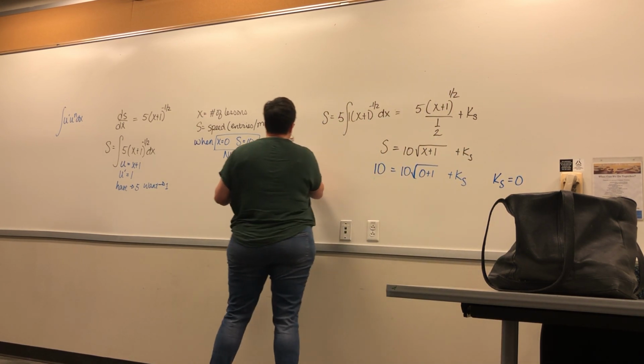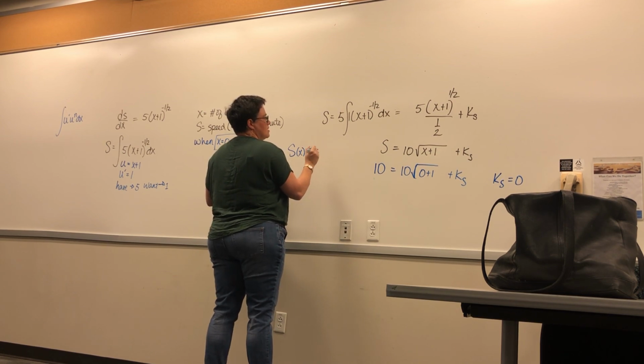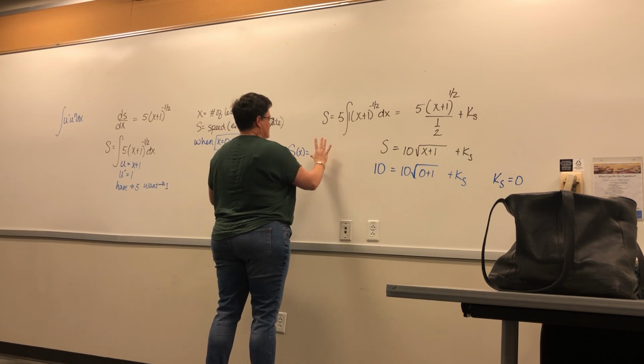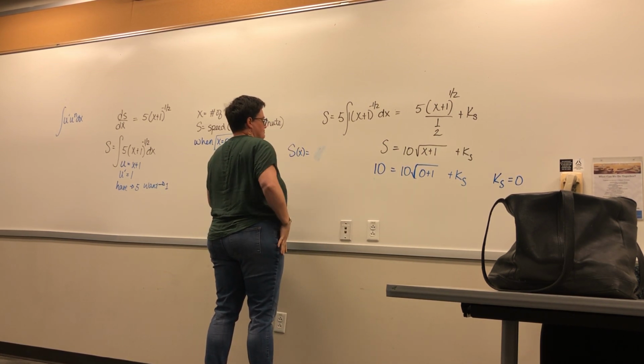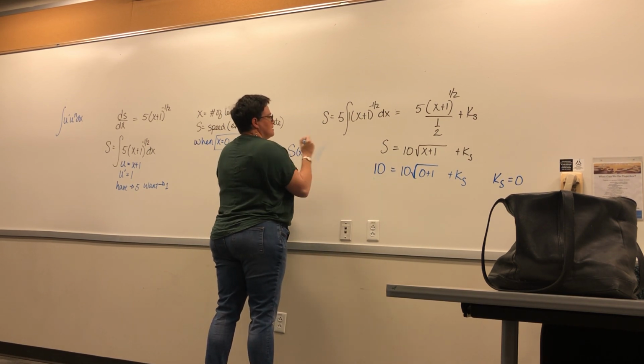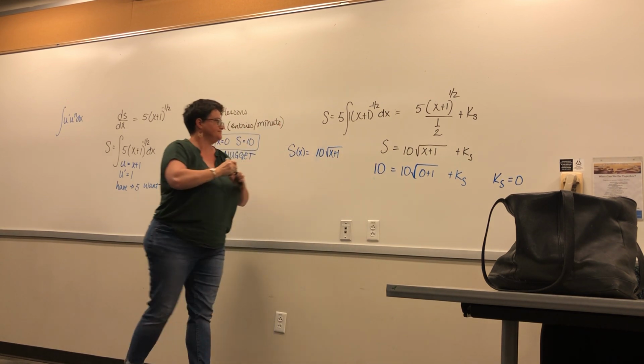So my real speed function is gonna be what, 5? No, 10. Son of a biscuit, I didn't wanna get my hand dirty. 10 square root of x plus 1, done.